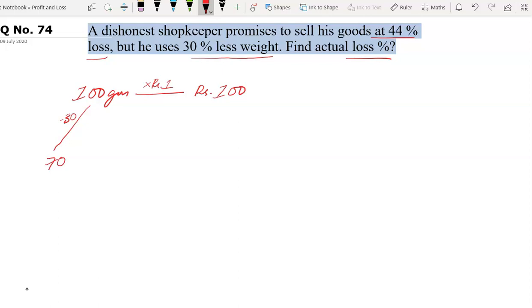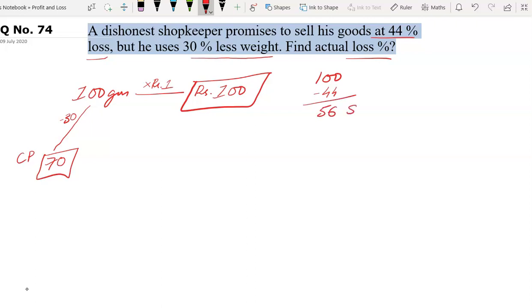So 70 gram will cost him how much? 1 gram is rupees 1. So 70 gram will cost him rupees 70. His actual CP is rupees 100. But now while selling 70 gram of goods, his cost price is 70 rupees. Now this shopkeeper promises to sell his goods at 44% loss. His CP is 100. 44% loss means 44. So if you minus, we will get 56. So he's saying that he's selling his goods at 44% loss. So his actual selling price will be how much? 56 rupees. This is his selling price.